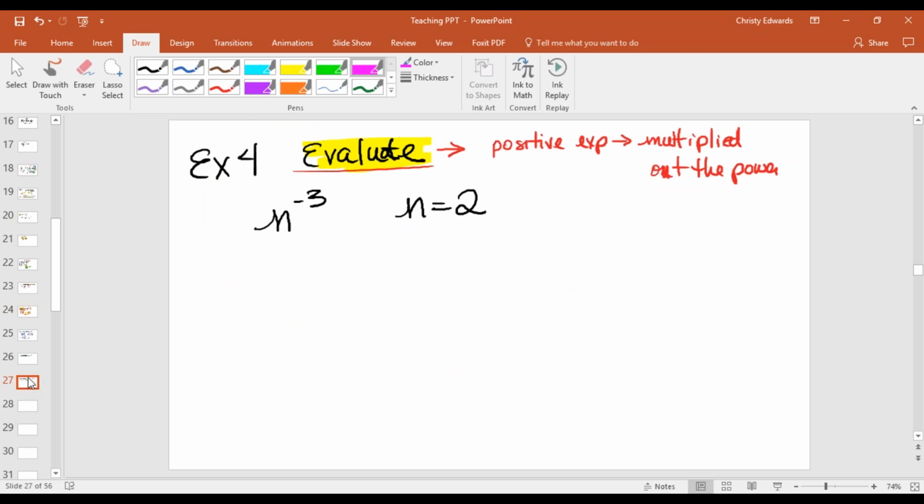So once you get to the ones where they say evaluate, your goal is to get it where the exponent's positive, and then if the number is taken to a power, multiply it together. Because numbers can be multiplied out, not variables, but they're not leaving this a variable, are they? They're telling you put 2 in here. So now let's rewrite it: 2 to the power of negative 3.